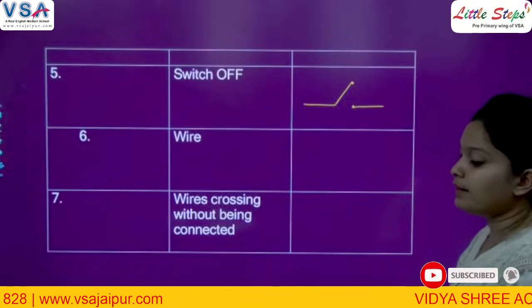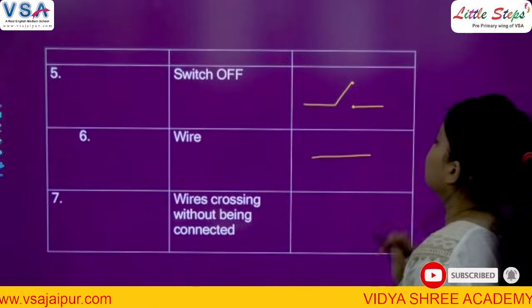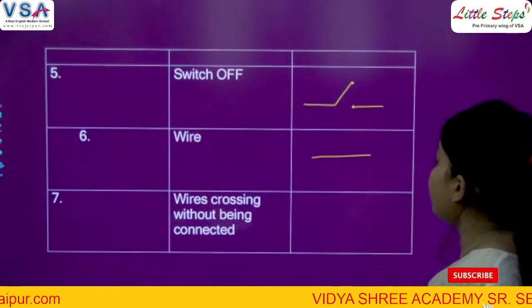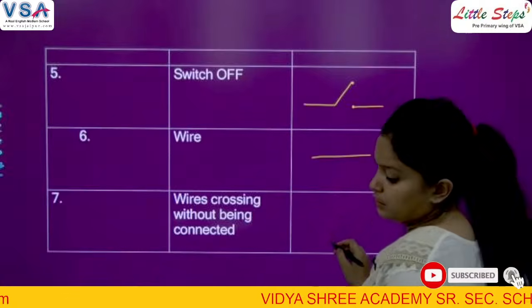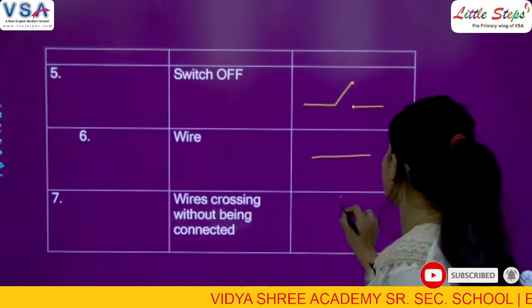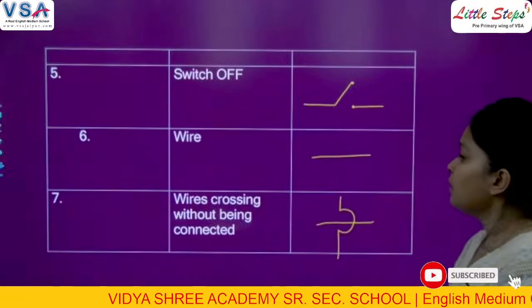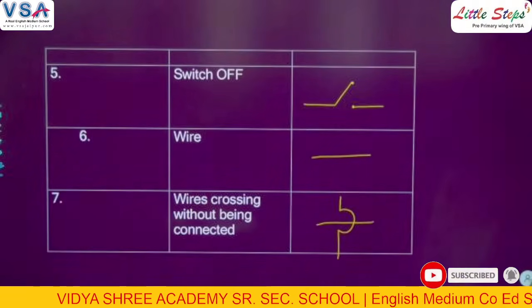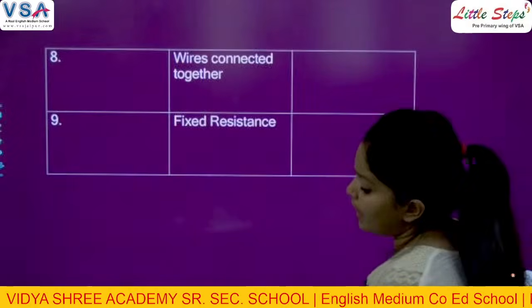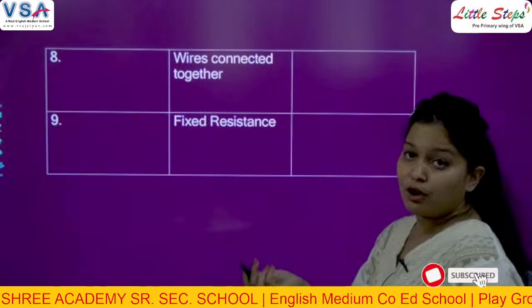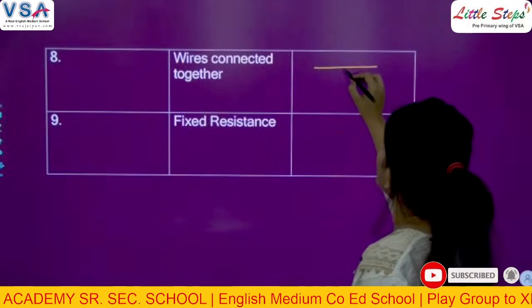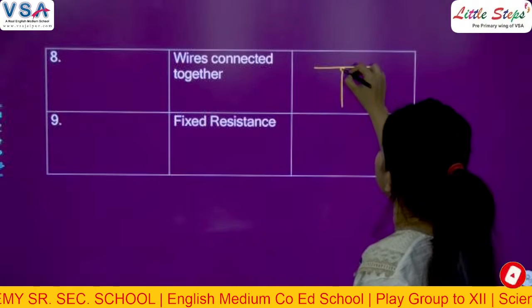Okay. Then we have a wire. A simple wire is a straight line. Wires crossing without being connected. The wires cross without being connected, so this is how you draw wires crossing without being connected. Wires connected together. As you all know, this is a simple line, this is a wire, and we will connect them like this.